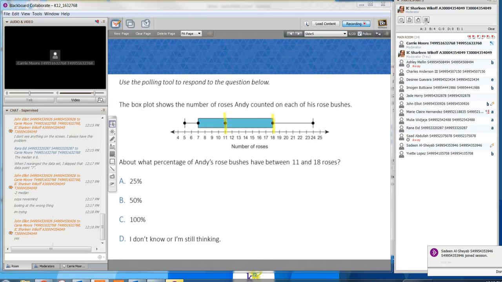So remember, it may help to remember that we call some of these things quartiles, right? Quartile 1, quartile 3, and think about what a quartile means, right? A quartile is a fourth. So perhaps remembering that quartile refers to fourths will help you to decide what percentage is between 11 and 18.